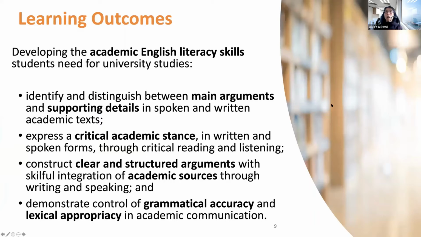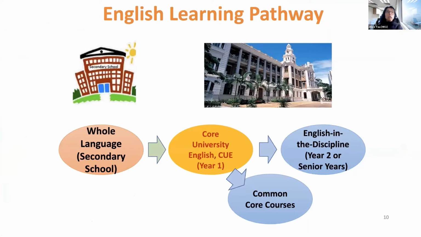For example, how to identify and distinguish between main arguments and supporting details in spoken and written academic texts, express a critical academic stance in written and spoken forms, construct clear and structured arguments with skillful integration of academic sources, and demonstrate control of grammatical accuracy and lexical appropriacy. So these English academic literacy skills are essential to students at different stages of their university studies.